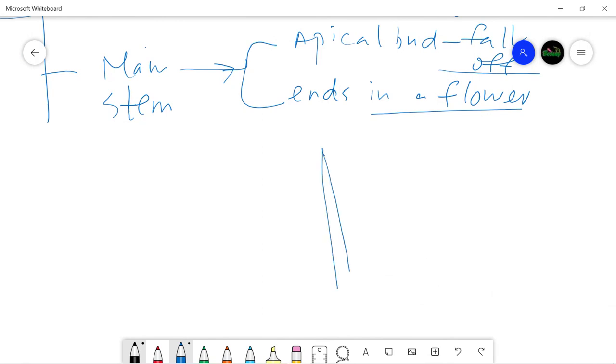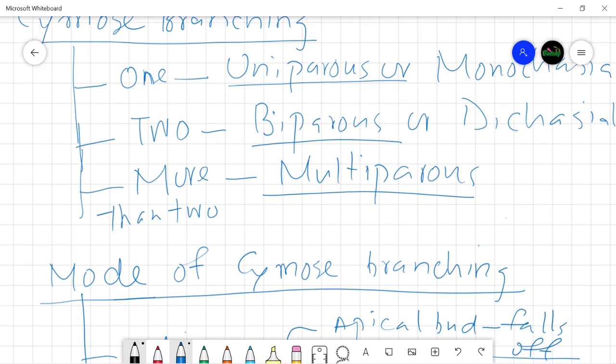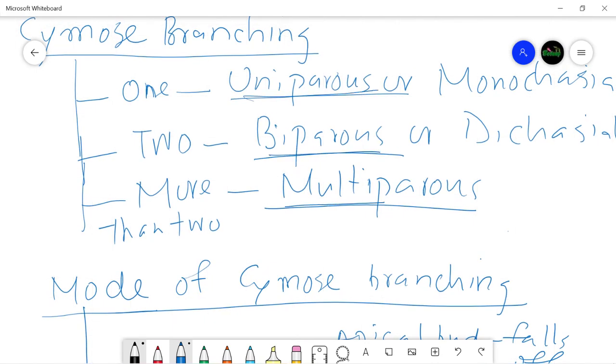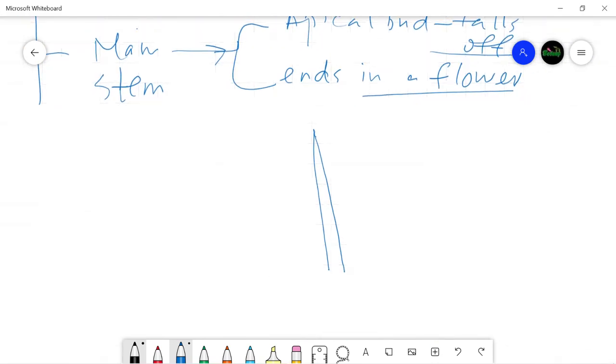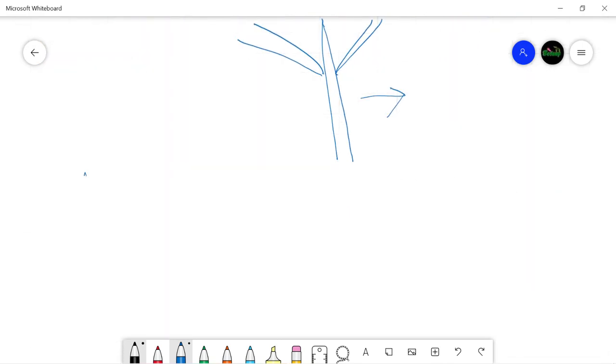So this was the apex, and how many branches are given off below the apex? According to that, we have classified it into three main types: Uniparous, Biparous or Multiparous. So it can give off below the apex one branch or two branches, or more than two branches. So depending upon the number of branches, there are three basic kinds of Cymose branching: Uniparous, Biparous and Multiparous. And those branches again repeat that particular pattern of branching. So we start with the Uniparasyme.